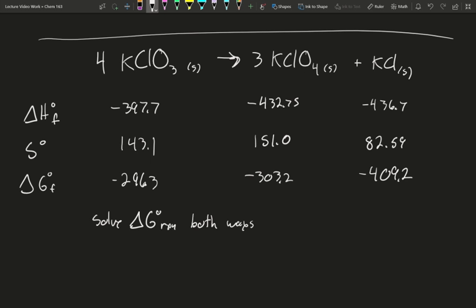In this video, we're going to follow the reaction of potassium chlorate turning into potassium perchlorate and potassium chloride. Given these delta H of formation values, entropy values, and delta G of formation values, go ahead and calculate through both routes the delta G and compare how close the two calculations are. Go ahead and pause and then come on back and we'll work through it.